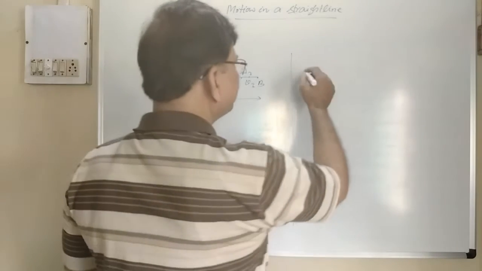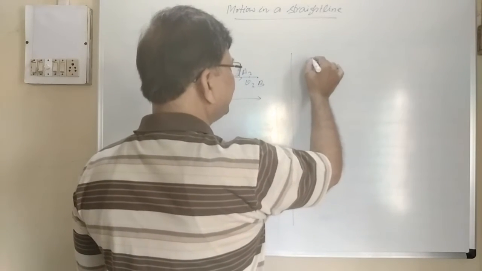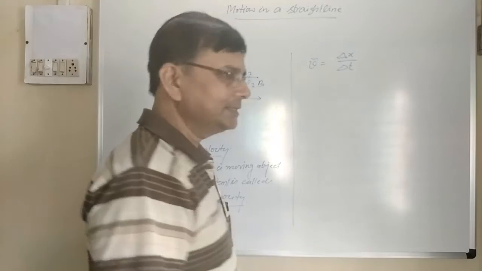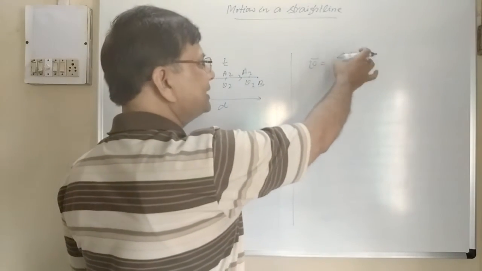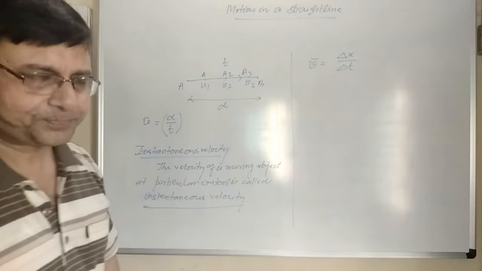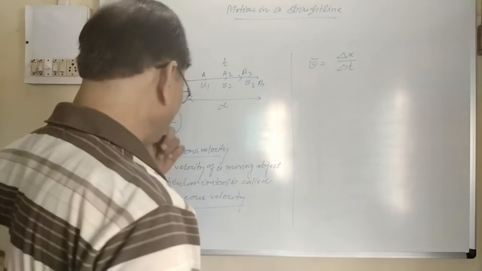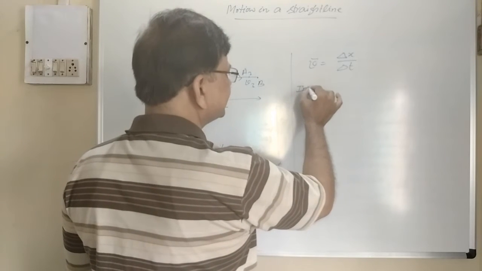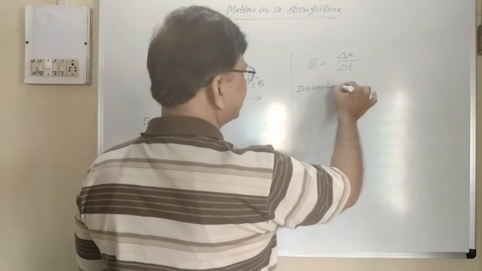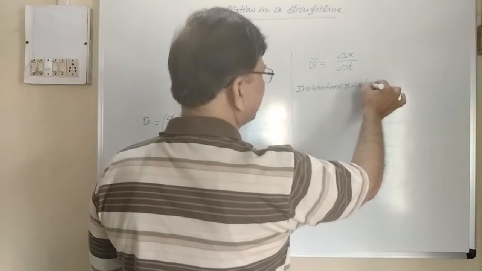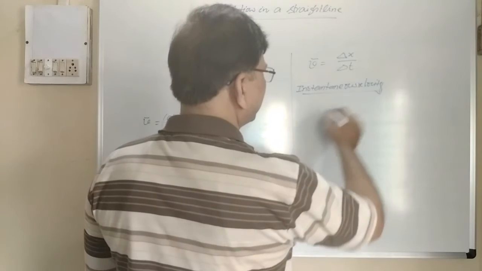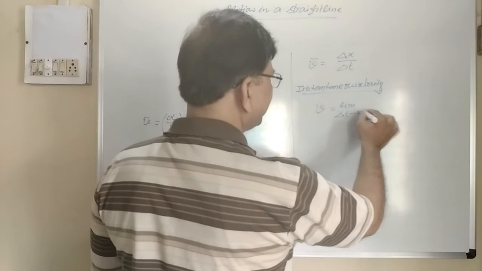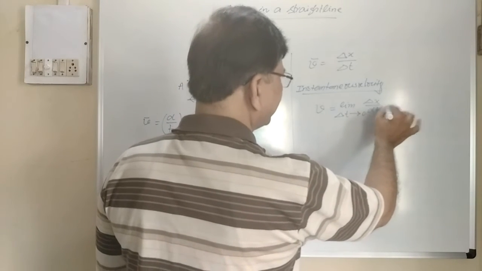mathematically? We know that average velocity V bar is delta x upon delta t. This delta tells the change. Delta x tells the change in displacement and delta t is the change in time. Instantaneous velocity, or simply velocity, denoted by V, is the limit as delta t tends to 0 of delta x upon delta t.